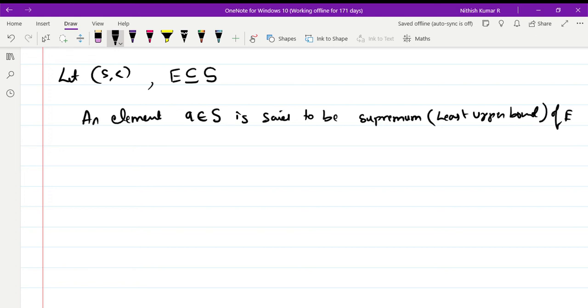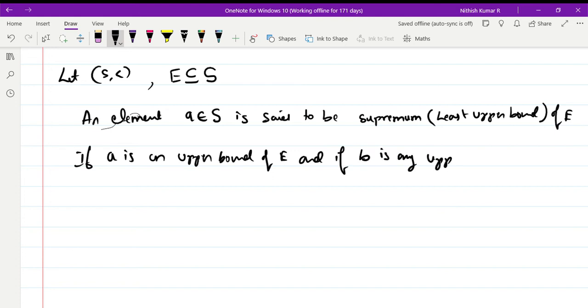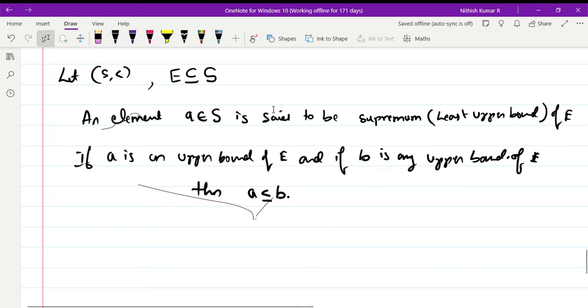An element A belongs to S is said to be the least upper bound of E if A is an upper bound of E, and if B is any upper bound of E, then A is less than or equal to B. This element A belongs to S is said to be the supremum, or the least upper bound.